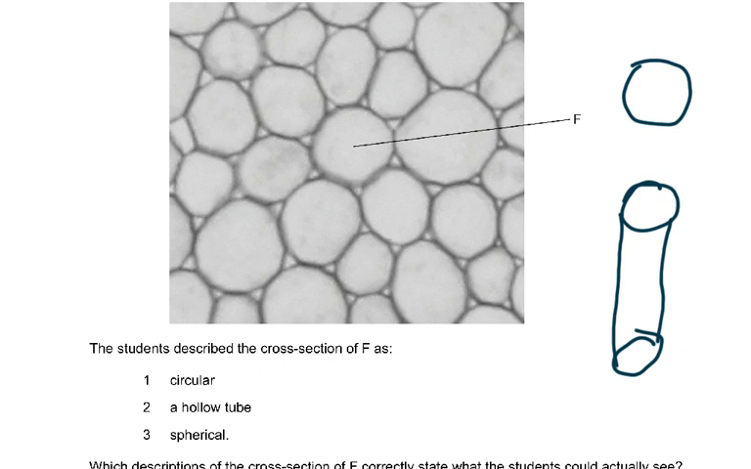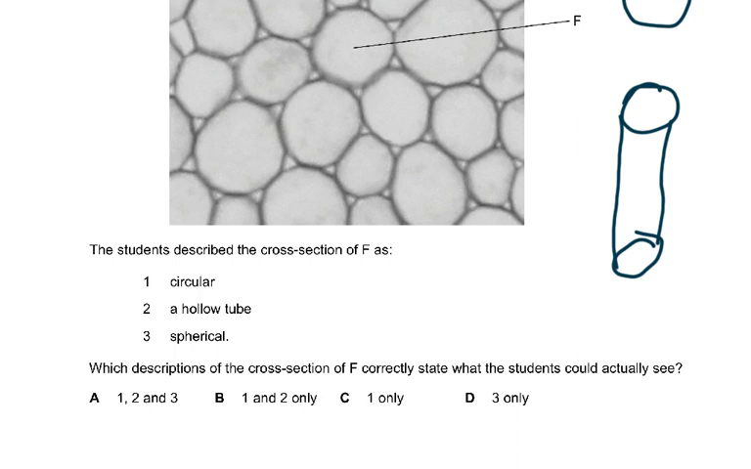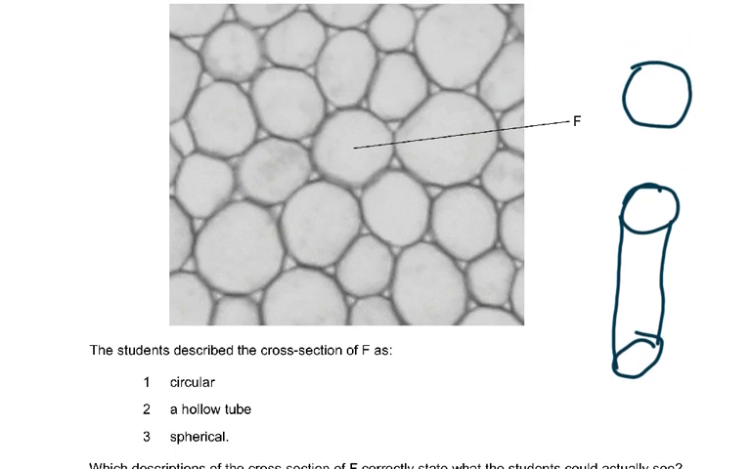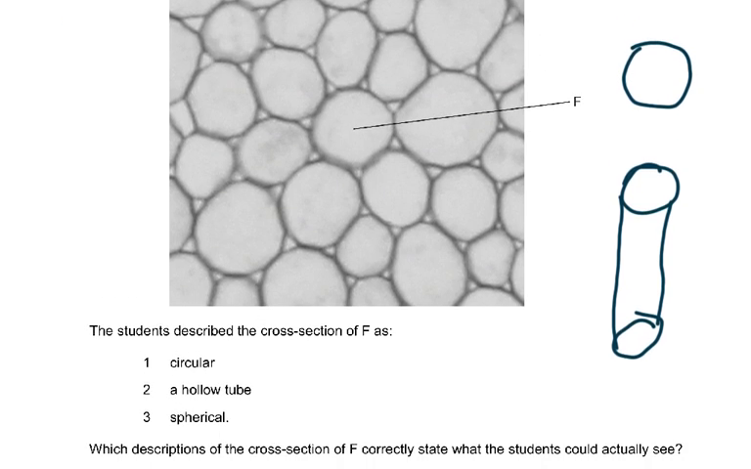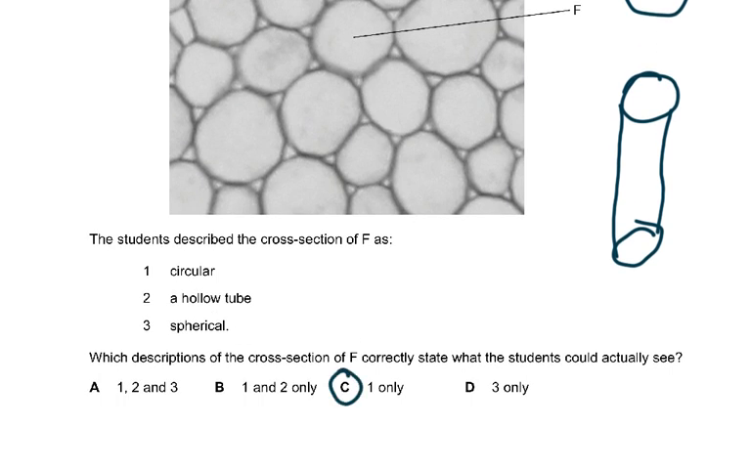So the student described the cross section of F as circular, hollow tube, spherical. Which description of the cross section of F correctly states what the students could actually see? You've got to understand, to actually see, you weren't seeing much. So the answer to this was C. What you actually see is C. Circular. You could only see something which was circular here, but that's it.